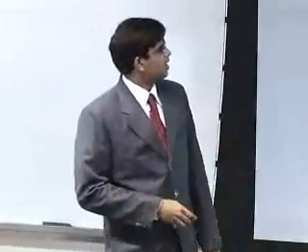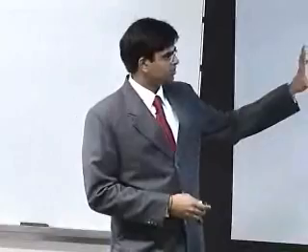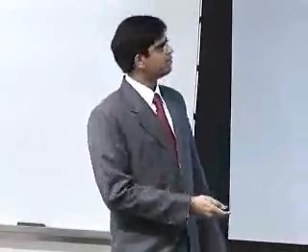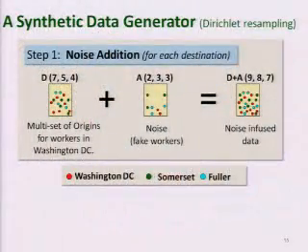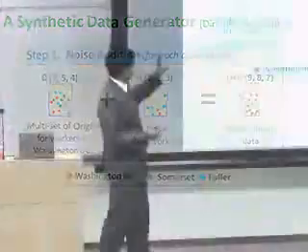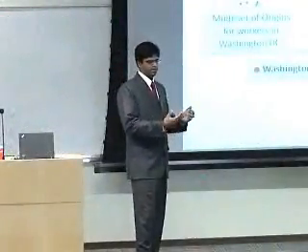Now, in order to guarantee the privacy of individuals, the algorithm that is used is called Dirichlet resampling. So what they do is the following. They first, for each destination, sample data independently.